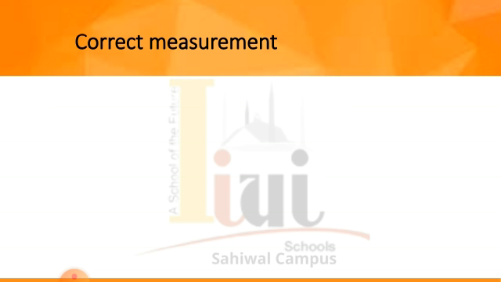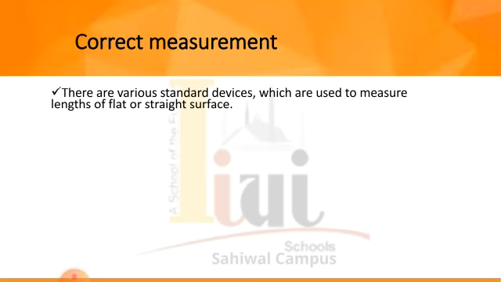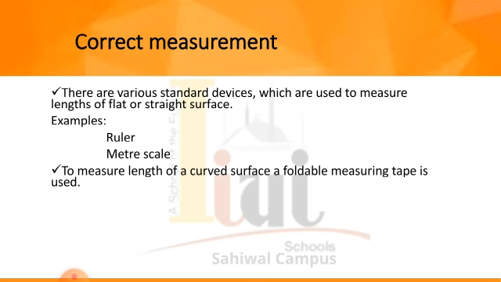So basically here we'll discuss the correct measurements, how we can make correct measurements. There are various standard devices which are used to measure length. A few examples are a ruler in your pencil box, and a meter scale used by a cloth merchant to measure the length of cloth. For a flat or straight surface, examples are a ruler and a meter scale. To measure the length of a curved surface, a foldable measuring tape is used.